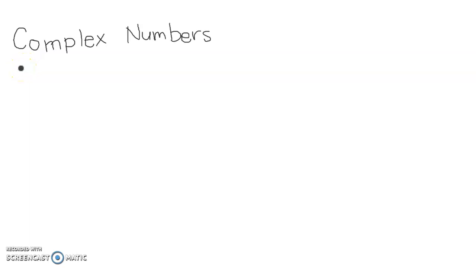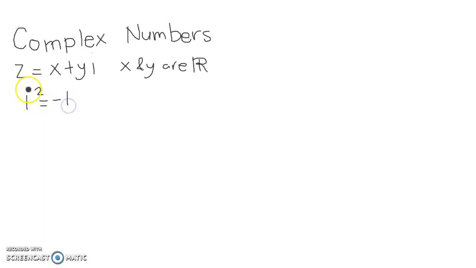A complex number, z, is written in the form z equals x plus yi, where x and y are real numbers, and i is an imaginary number. From the value, i squared is equivalent to -1. If we get the value of i, that is equivalent to the square root of -1.